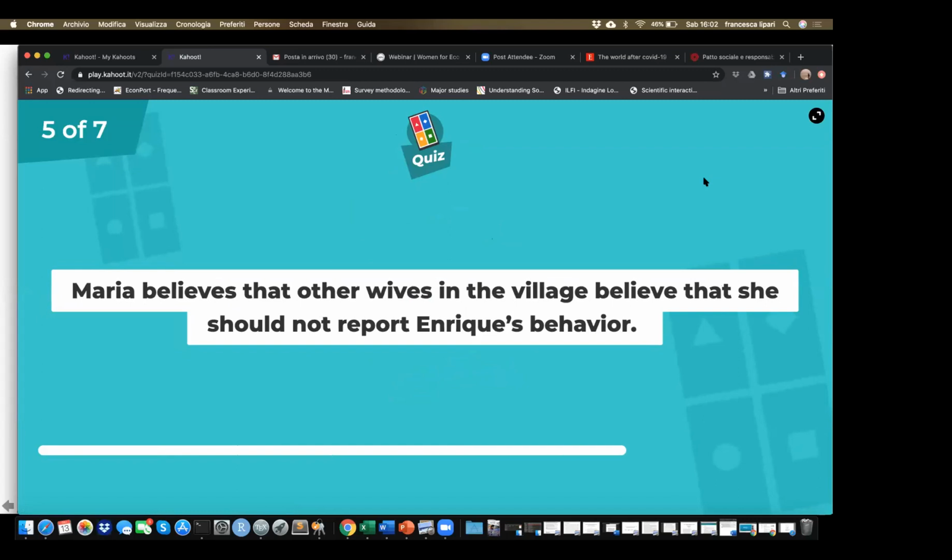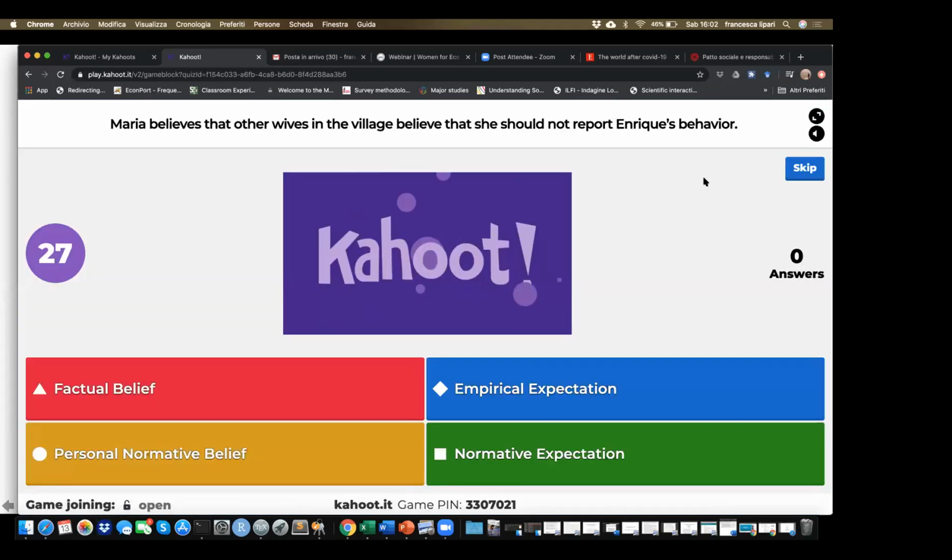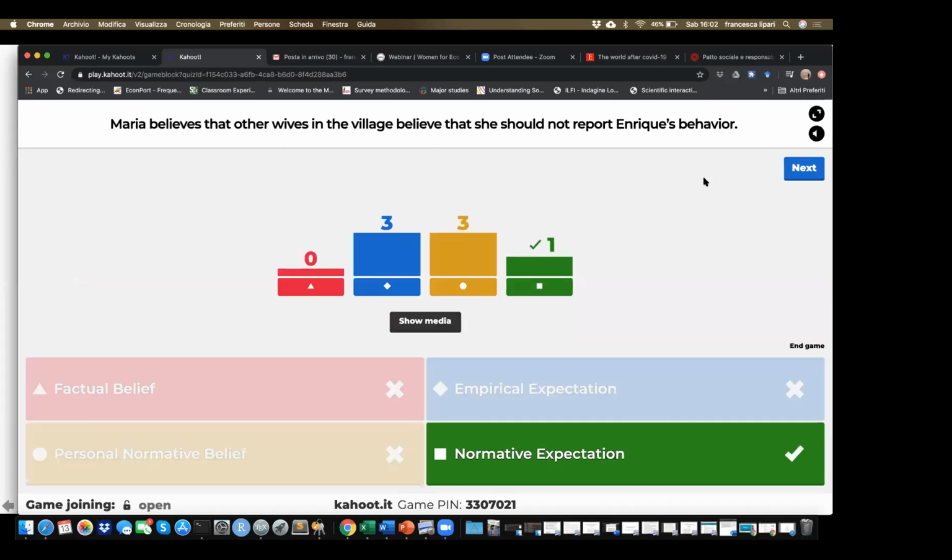So: Maria believes that other wives in the village believe that she should not report Enrique's behavior. Is it a statement of reality, a specific personal belief, or an expectation? If it is an expectation, it is based on what other people do or what other people expect me to do. It is a normative expectation, so it's not an empirical one. And it's not a personal normative one either, because here I'm stating that she believes that other women in her reference group, other women in the village, believe that she should behave in a specific way. So that is a normative expectation, and a double belief.